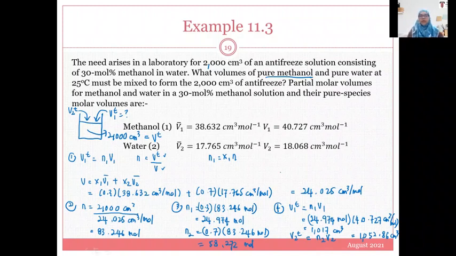So we can conclude that the partial molar properties indicate the individual compound in the mixture to determine the overall. Even though we have a mixture, we can still determine the individual compounds in the mixture based on the partial properties. Okay, so this is the way you can solve this problem.